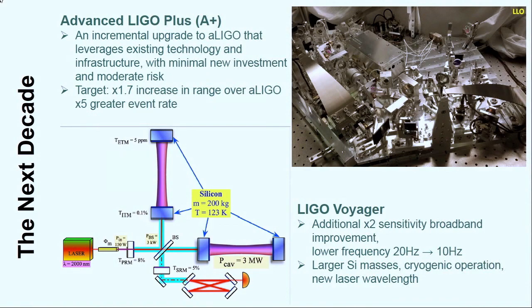After that, the first upgrade is thought to be A+. You basically take the current detector and make it a little bit better. The target is sort of a 1.7 increase in the range. Further down the road, maybe 10 to 20 years, something called LIGO Voyager. You can actually replace these test masses with silicon, go to different wavelengths, and start cooling that to 123 kelvins. You can get another factor of 2 or so in sensitivity.